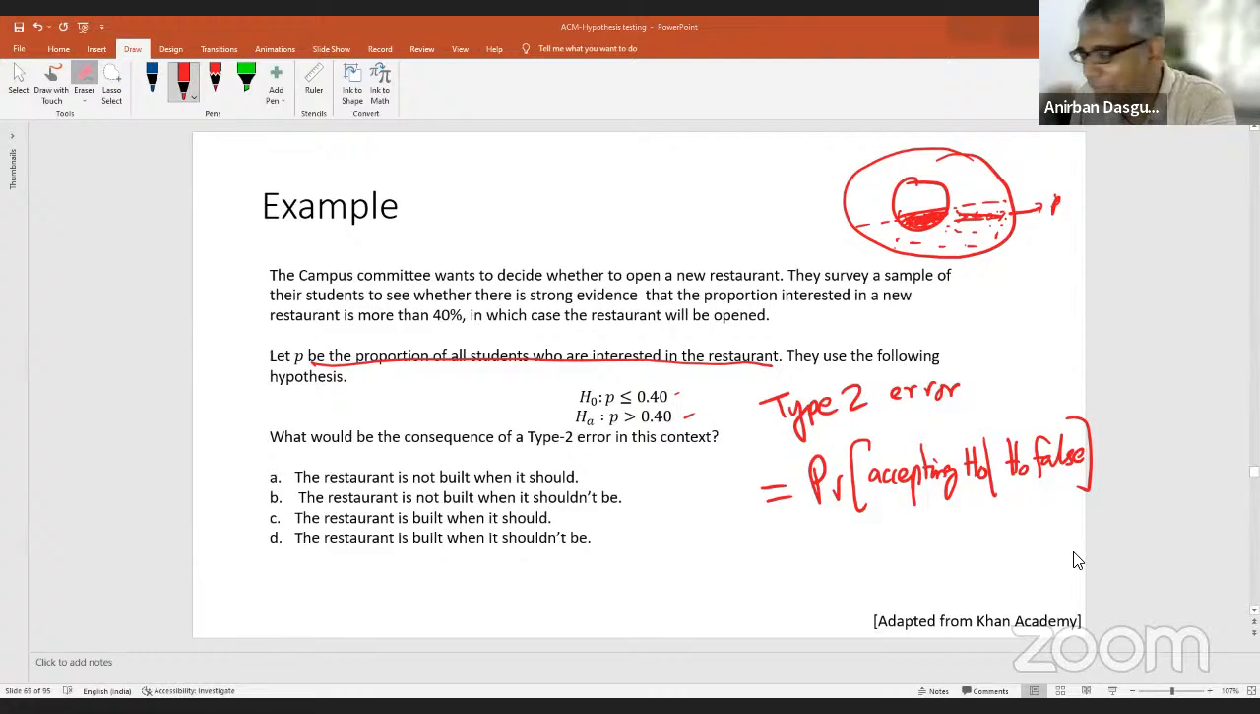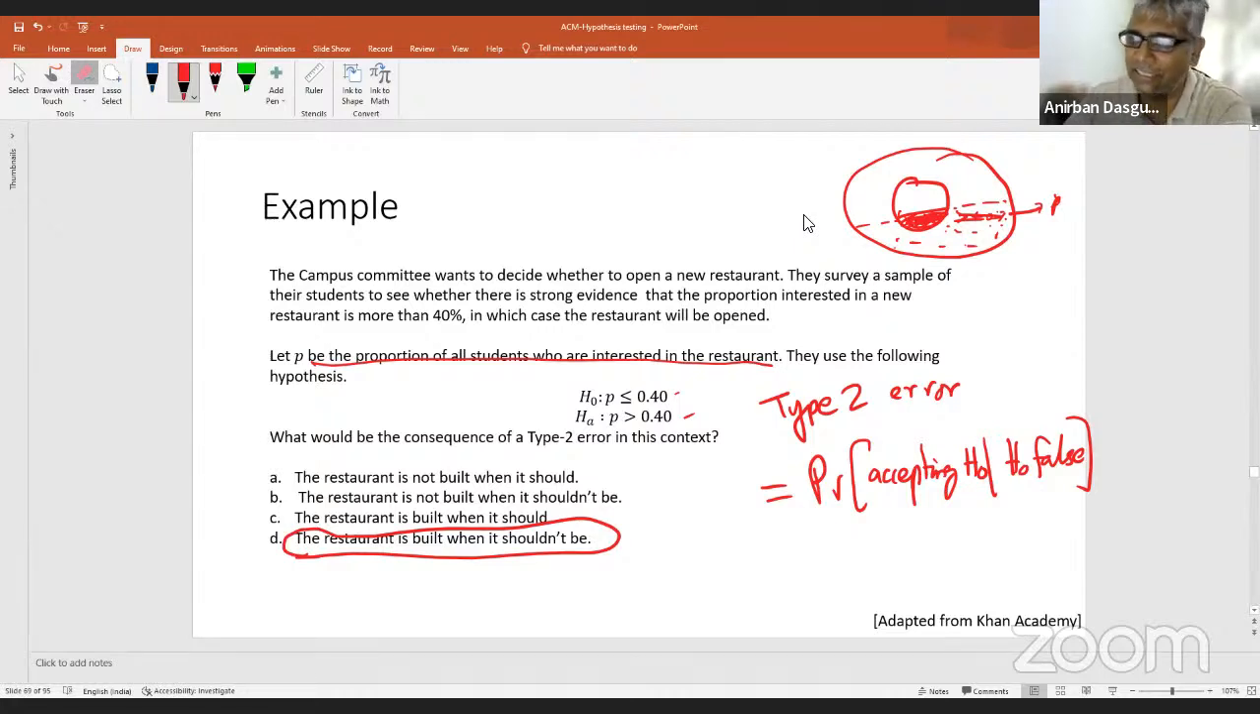D. So the restaurant is built when it should not be. Okay, why is that? Let's see. H0 is false, right? H0 is false means that P is bigger than 0.4, which means that the restaurant should be built, right? Because in reality, P is bigger than 0.4, but we're accepting H0, right?